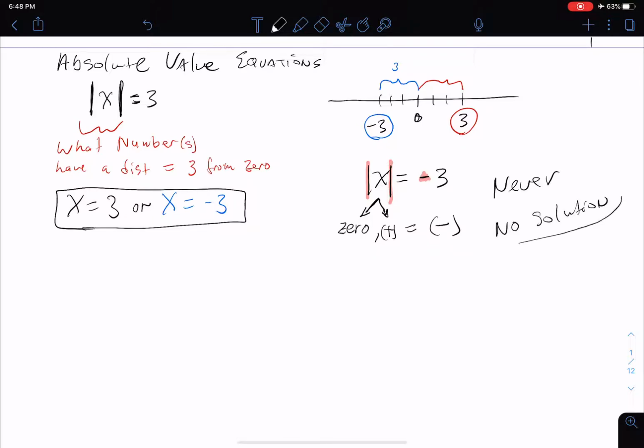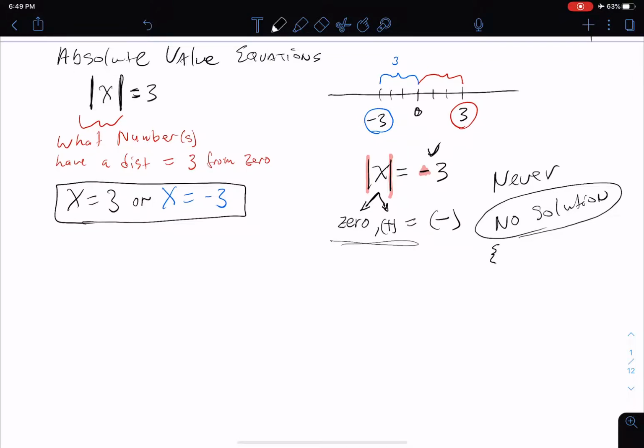So that kind of gives you a way of tackling those problems. When you see an absolute value of a variable and it's equal to a negative, that's going to be a no solution problem. You could even do this just to verify it, especially when you're still just learning it. No solution can be written as the empty set. It could also be written as the null set.